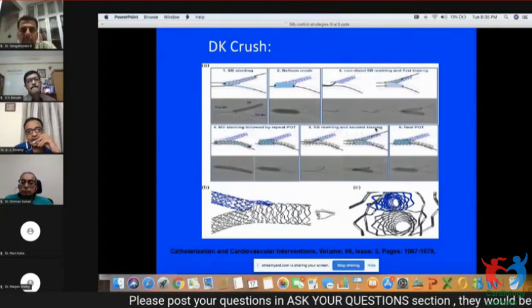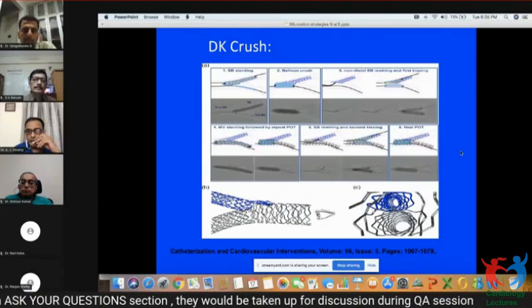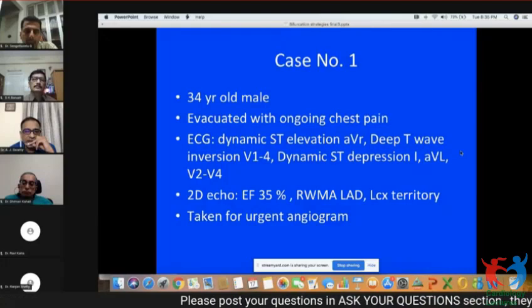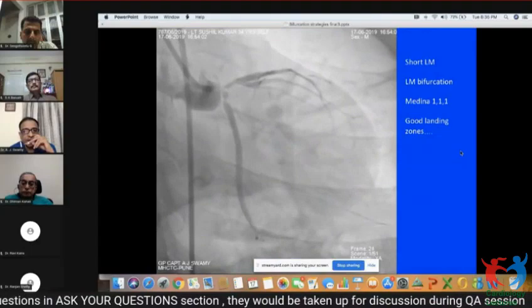This is what it looked like on the bench testing. And this is just some examples. This is a young 34-year-old male who was evacuated with ongoing chest pain with dynamic ST elevation in aVR, deep T inversion, with significant regional wall motion abnormality in both the LAD and the circumflex territory. He was air evacuated to us, and this is what his anatomy was like.